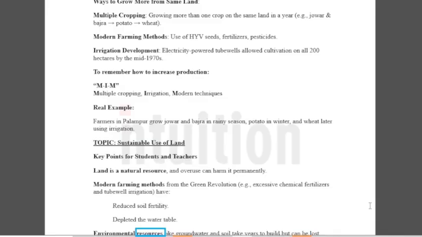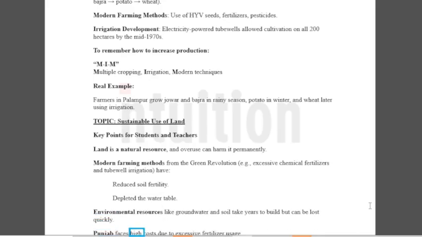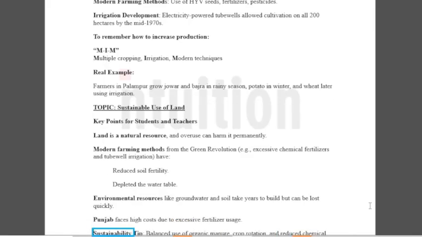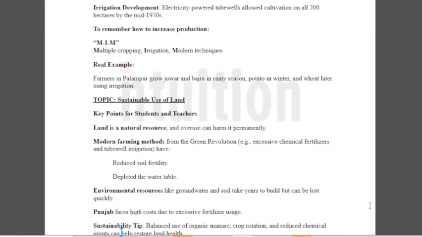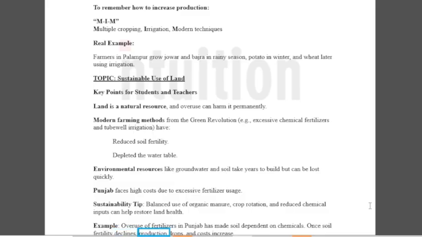Environmental resources like groundwater and soil take years to build but can be lost quickly. Punjab faces high costs due to excessive fertilizer usage. Sustainability tip: balanced use of organic manure, crop rotation, and reduced chemical inputs can help restore land health. Example: overuse of fertilizers in Punjab has made soil dependent on chemicals. Once soil fertility declines, production drops and costs increase.